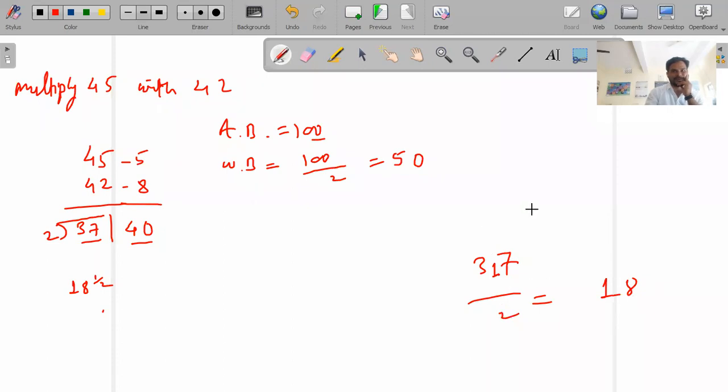2 ones are 2. So 3 minus 2 will be 1. So the remainder is 1. Okay. So 17 will be there, and divided by 2, 2 8s are 16. So 17 minus 16, again 1 will be the remainder and 8 will be the quotient. So 18 plus 1 by 2 will be there. This 37 can be written as 18 1 by 2.